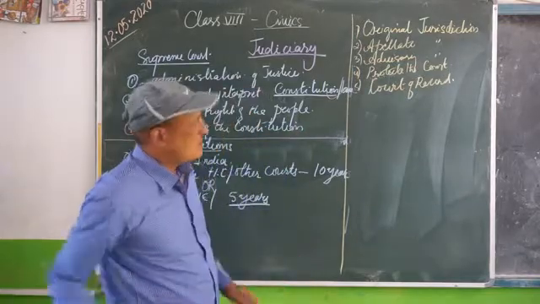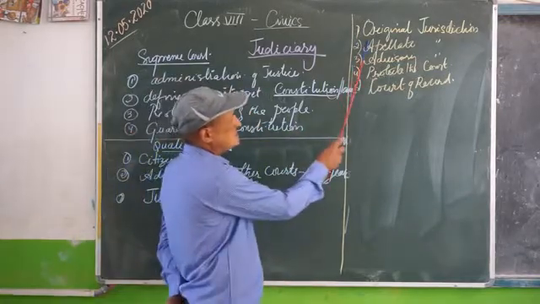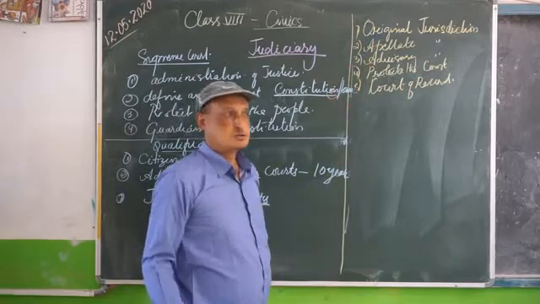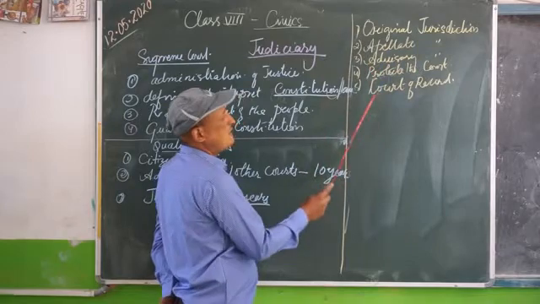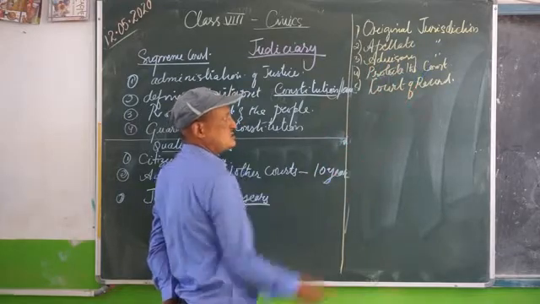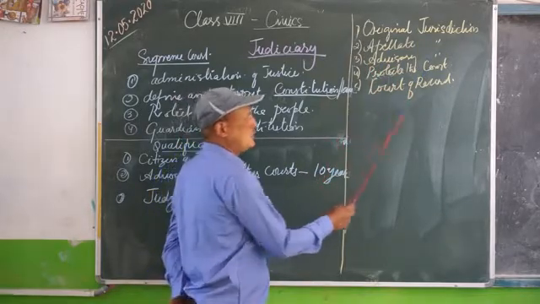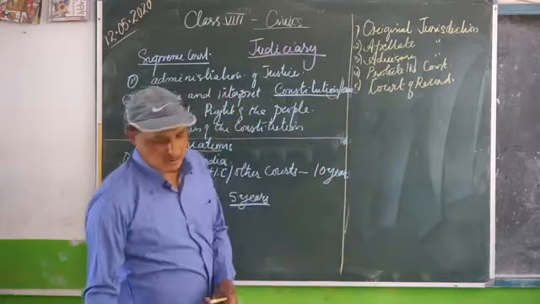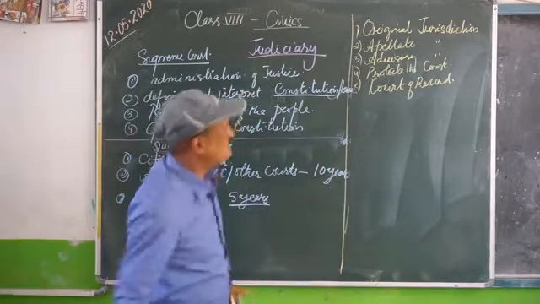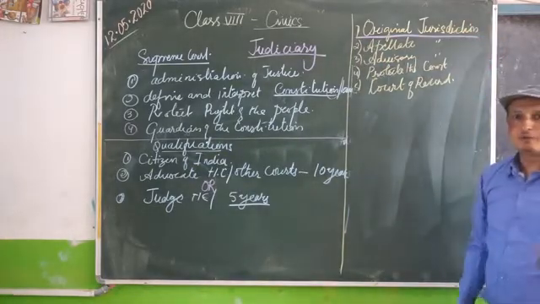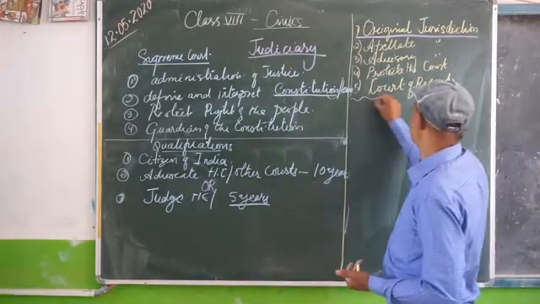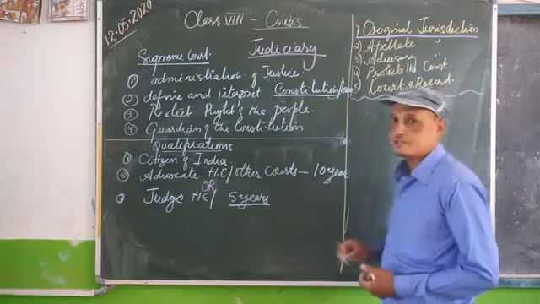What are they? Original jurisdiction, or the powers of the Supreme Court, appellate jurisdiction, advisory jurisdiction, protect the Indian Constitution, and act as a court of record. So now we will understand the first function or power of the Supreme Court of India, that is the original jurisdiction.